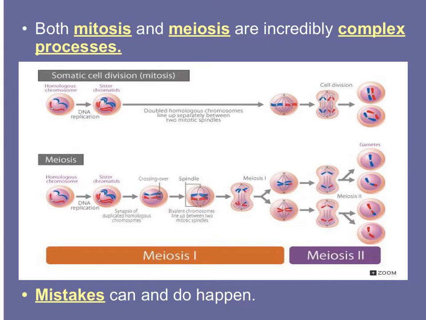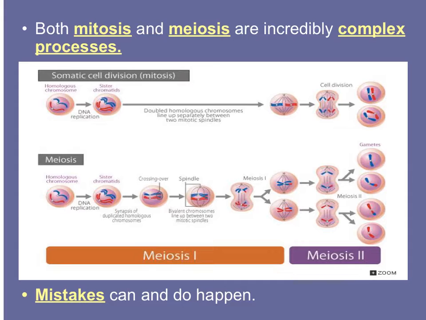Now, mitosis and meiosis are both complex processes. As you know, the first step is DNA replication. So during interphase, DNA is replicated regardless of if we're talking about mitosis up here or meiosis down here. And so in that stage, mistakes can happen. We're going to be focusing on the mistakes that can happen in a later stage, but they can happen there too.